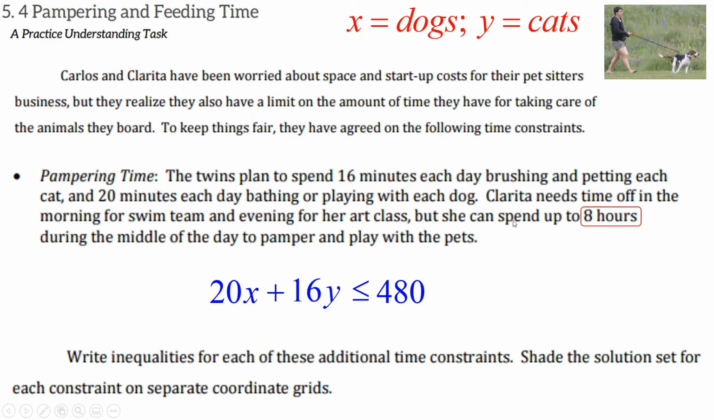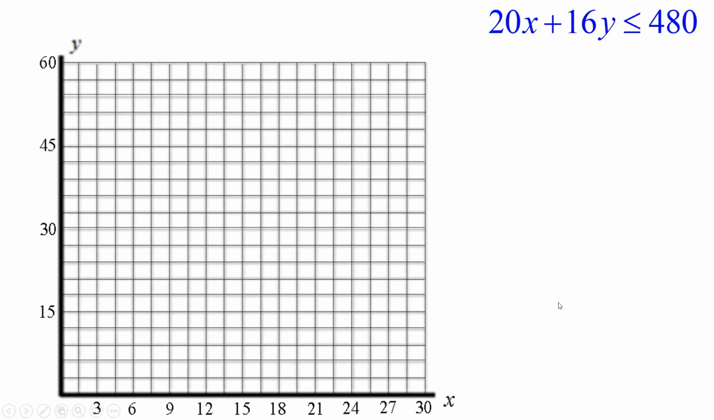Write inequalities, and notice they'd love us to see us convert this to slope intercept form. For each of these additional time constraints, shade the solution set for each constraint on separate coordinate grids. So here's our second coordinate grid for 20x plus 16y is less than or equal to 480.